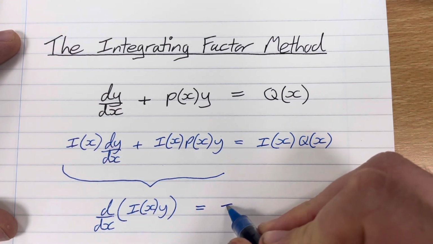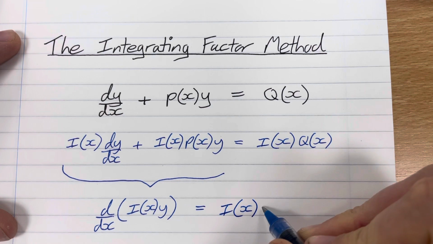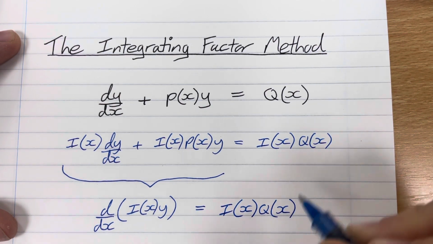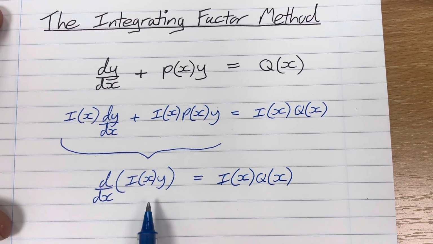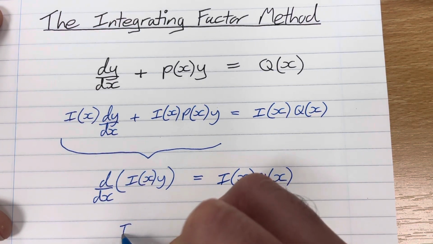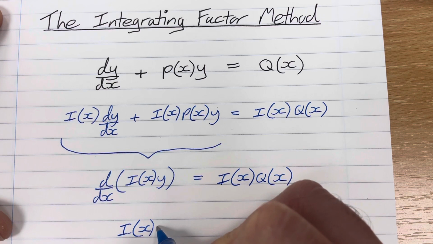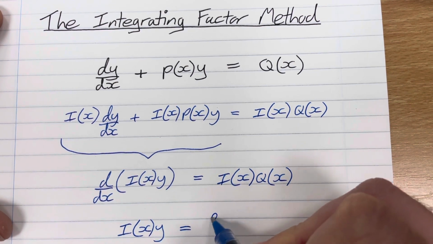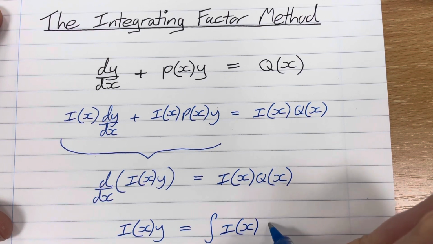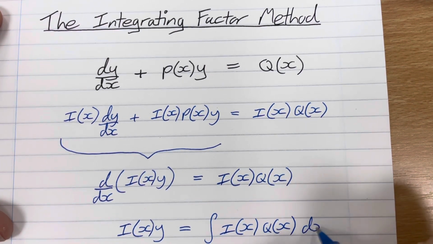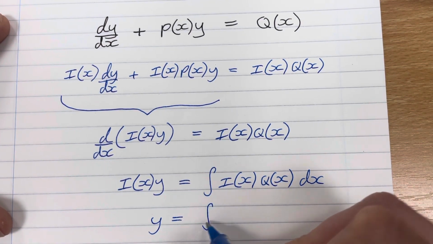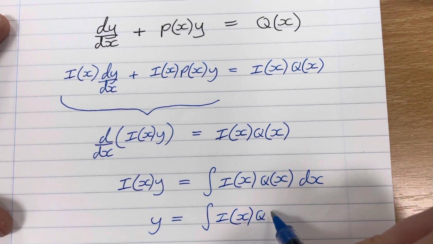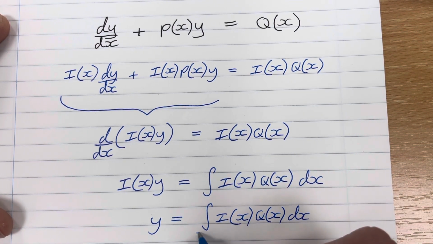And that's going to equal this function over here, which is at the moment written as two functions of x times together, but in general just be a function of x over here. And then what we can do is we can now make essentially y the subject. So we'd integrate both sides, and then we divide by I. So if I integrate both sides, I'll get I of x y is equal to the integral of I of x q of x, assuming that integral can be done. Okay, and then finally divide the whole thing by I. So y equals the integral of I of x q of x dx divided by I of x.